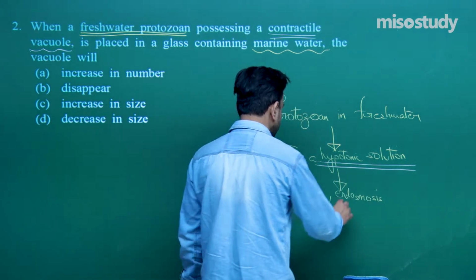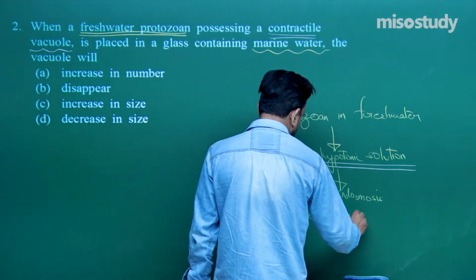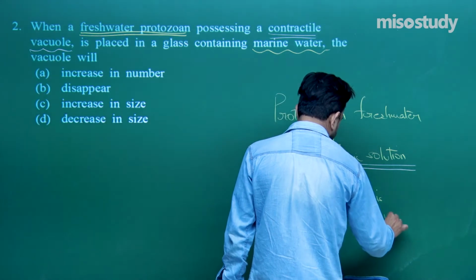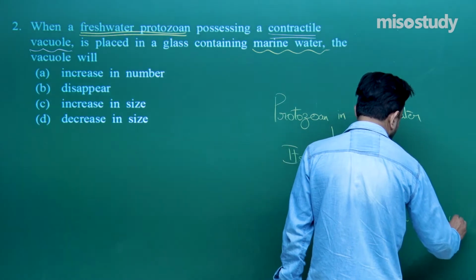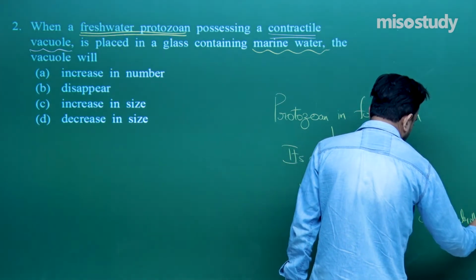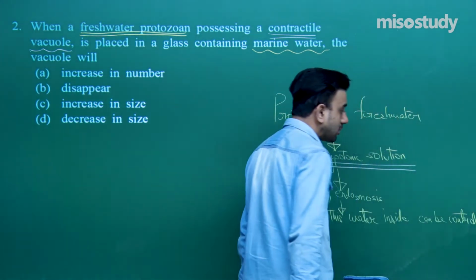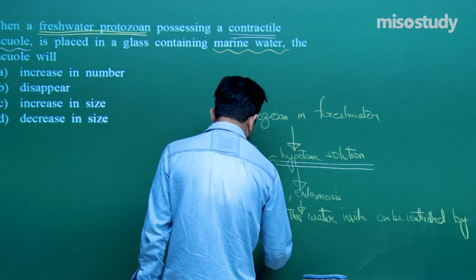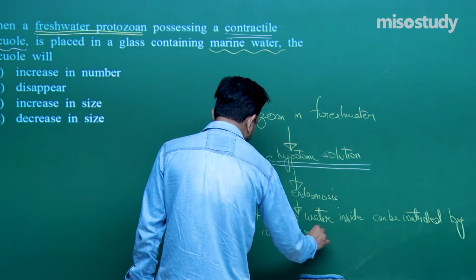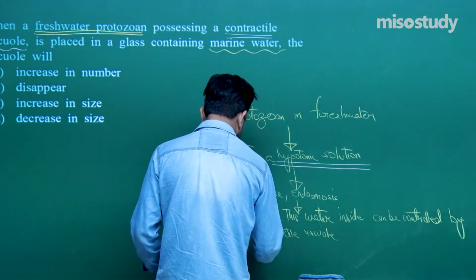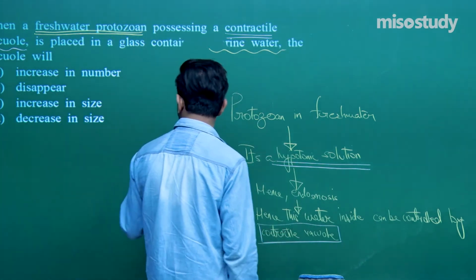So hence endosmosis, hence this water inside can be controlled by the contractile vacuole. This is the function.